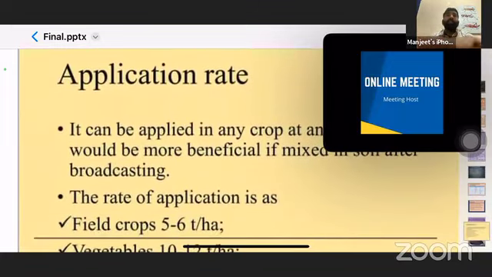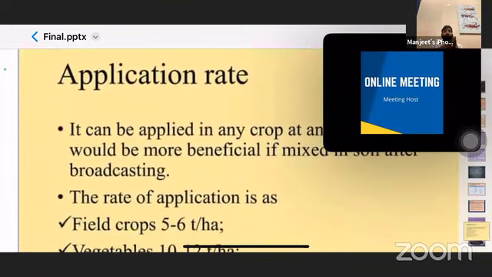So application rate: it can be applied in any crop at any stage, but it would be more beneficial if mixed with soil after broadcasting. The rate of application varies from crop to crop. Field crops like wheat, rice, maize, it may be 5 to 6 ton per hectare. For vegetable production, 10 to 12 ton per hectare. For floriculture, or flower cultivation, it may be 100 to 1200 gram per square feet. For fruit orchards, it may be 5 to 10 kg per tree.